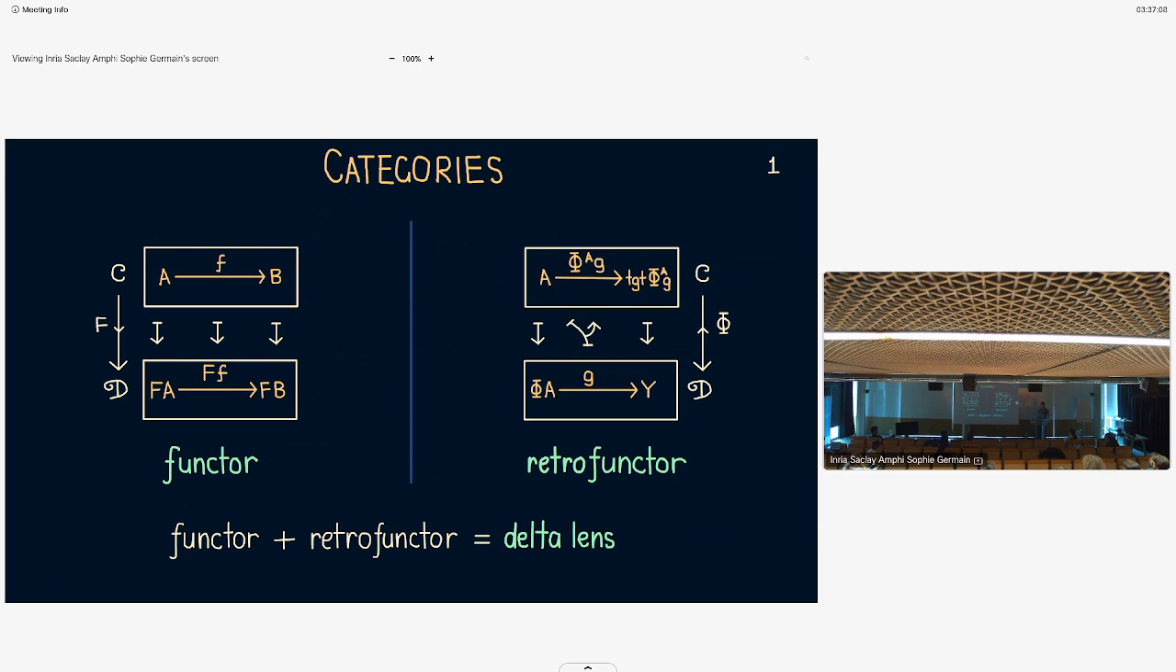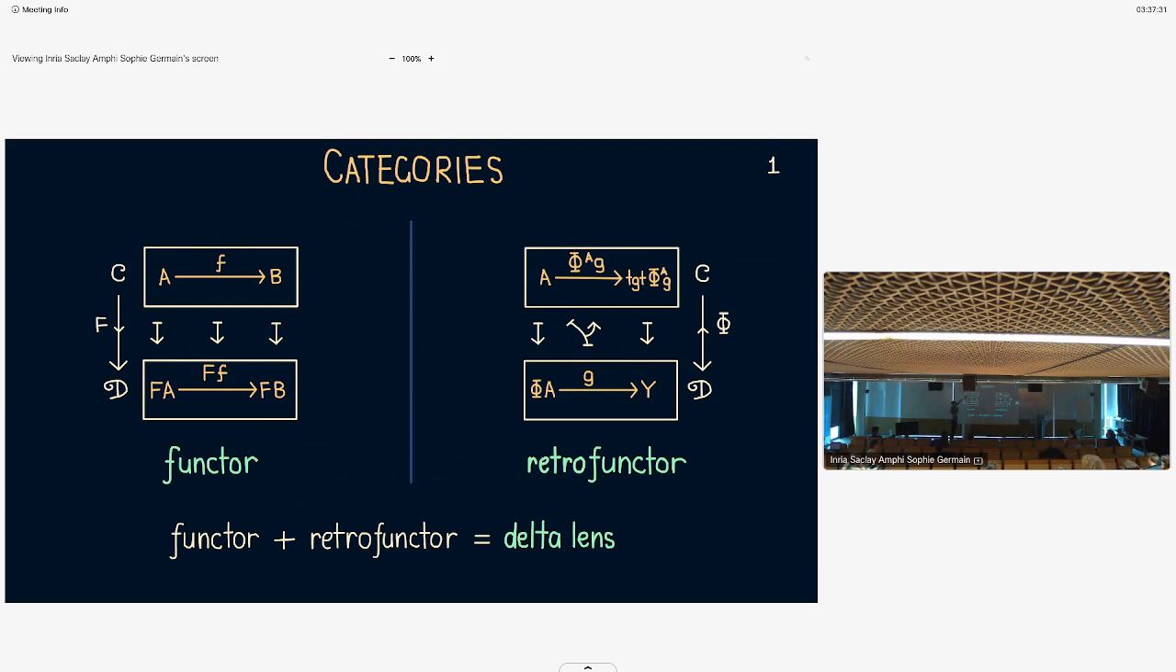But let's start with the example that Bryce and I were originally interested in before we did all this enriched stuff, and that's the ordinary category setting, or the set-enriched setting. In this setting, we're all familiar with the notion of functor, I hope. So a functor, we have a mapping on objects.